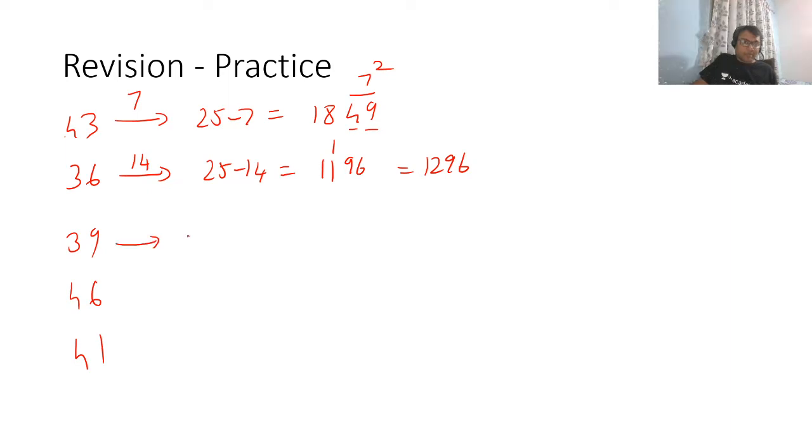39 is 11 less than 50, so we do 25 minus 11, which is 14, and then we do 11 square, which is 121. You will get 1521.